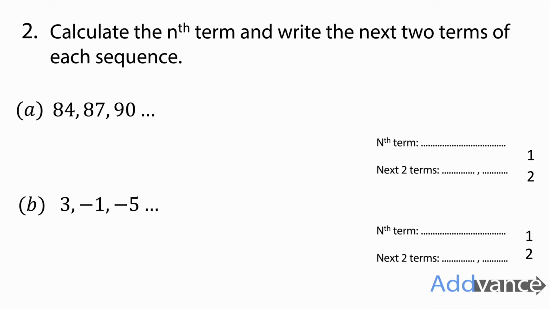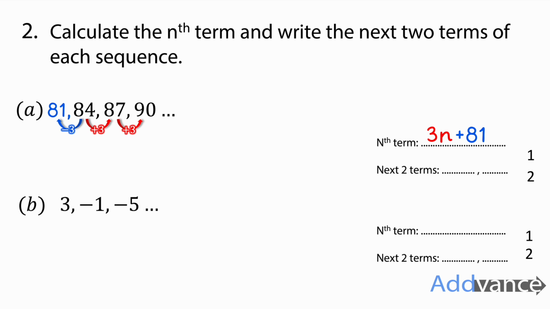Let's look at question 2 now. It says calculate the nth term and write the next two terms of each sequence. Okay, so here we've got 84, 87, 90, going up by 3 each time. So that means it's definitely going to look like 3n. And then we look at the previous term. What would go before 84 in this pattern? If we take away 3, we get to 81. And that's positive 81, so we put a plus 81 on the end. We do 3n plus 81. That's how we find the nth term.